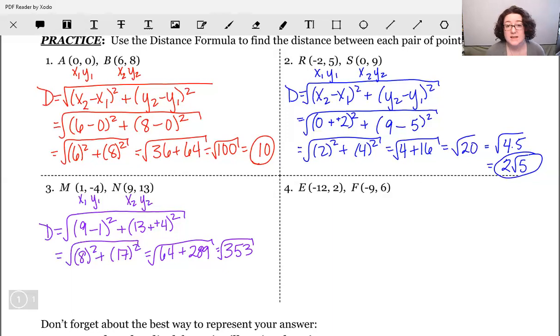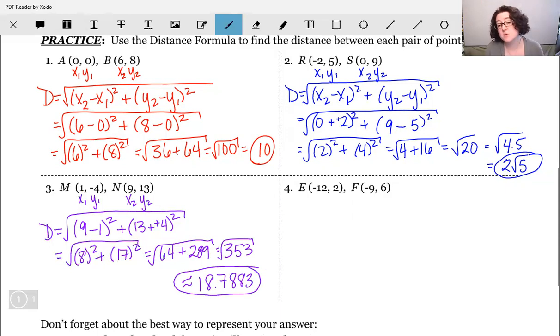But if the problem said, leave your answer to the nearest hundredth or however many decimals, then we could plug into our calculator the square root of 353. And that comes out to 18.7883. Oops, no square root needed on that, so let me undo that. 18.7883. Again, I've got my approximately equal sign on there because it definitely is not equal to that number. It's only roughly or approximately that value.